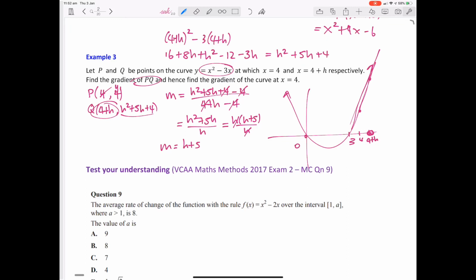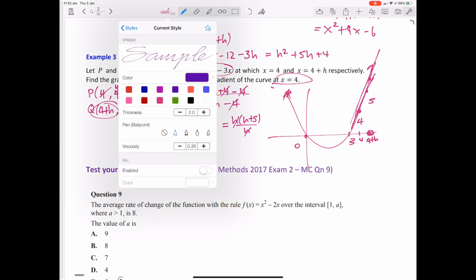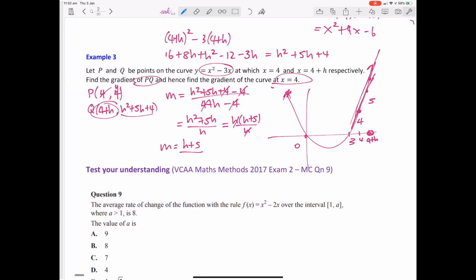If h was 1, so there's 4, I'd have the point 5, and the gradient between those two, I'd sub h as 1 in, and I'd get the gradient itself is equal to 6, the average gradient. However, it then says find the gradient at x equals 4. Now, if we want to find it at x equals 4, what do we need to do? Well, if I've got the gradient between here and here, if I want to find it at exactly x equals 4, we're going to make h go inwards. We're going to make h get smaller and smaller and smaller.